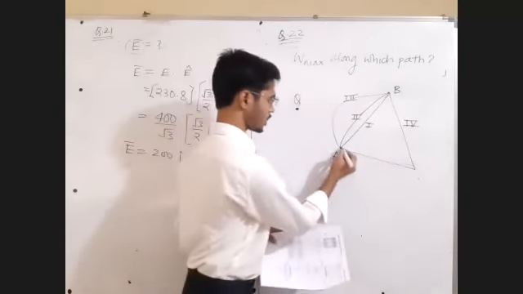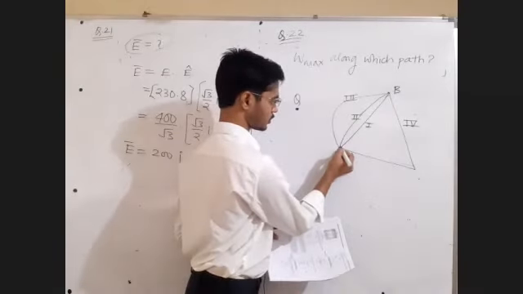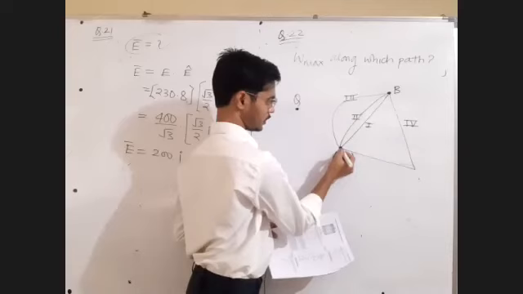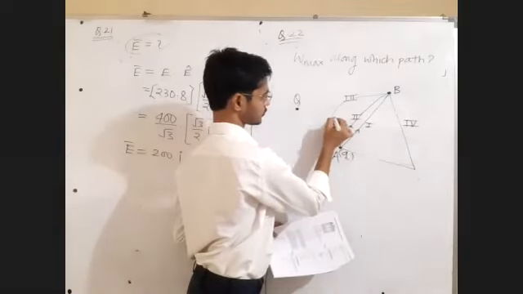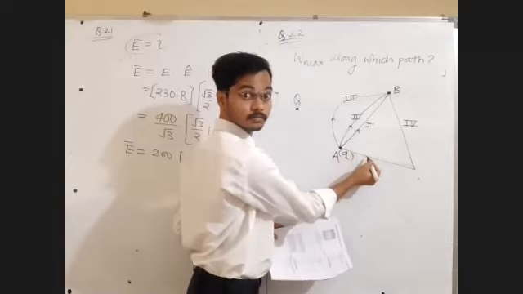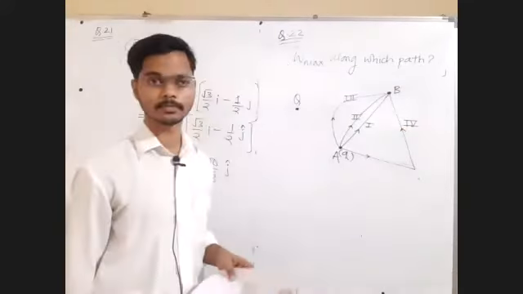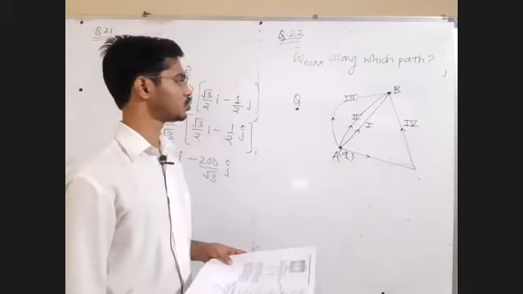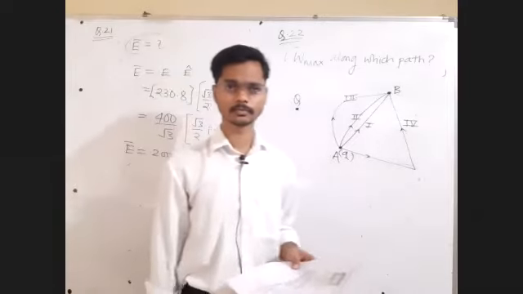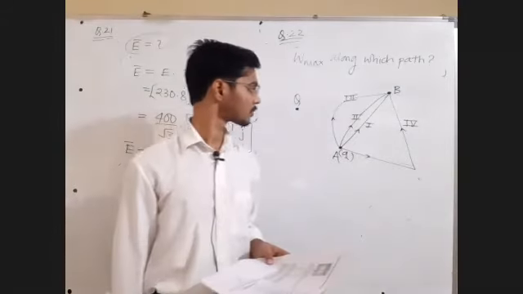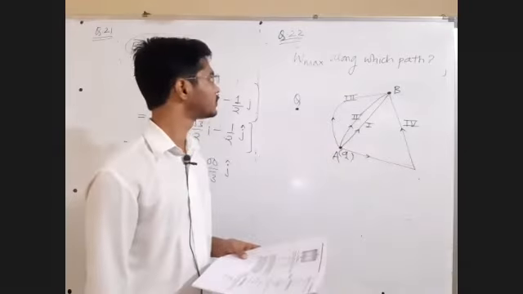A small point charge Q is to be brought to point B. Initially it will be at point A. It has to be taken from A to B. Along which path will the work done be maximum? 1, 2, 3, 4. Everyone. Aditya, think again. Akash, think again.